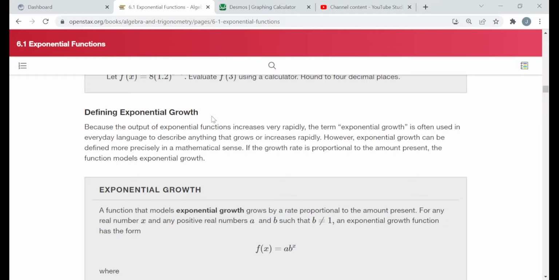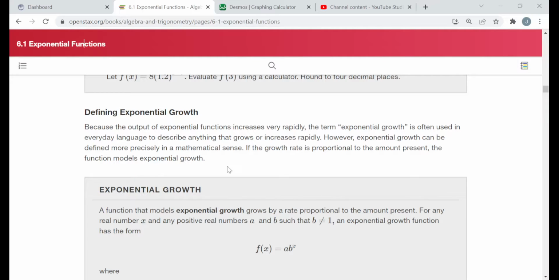Now each example I do will be either one of the examples from the reading or one of the try it problems from the reading or one of the exercises at the end of the section that's related to this particular objective.